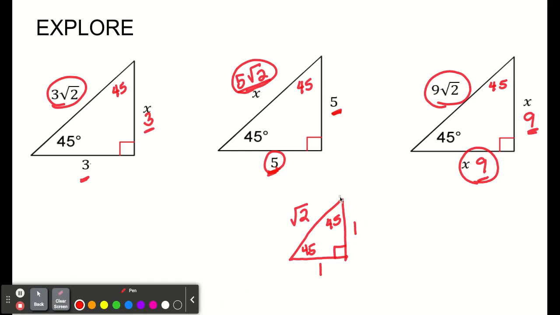So all of the questions that we're going to see, all of the problems that we're going to see today with our 45, 45, 90 triangles are going to refer back to this parent triangle here. We're going to add that into our vocab on the next slide.